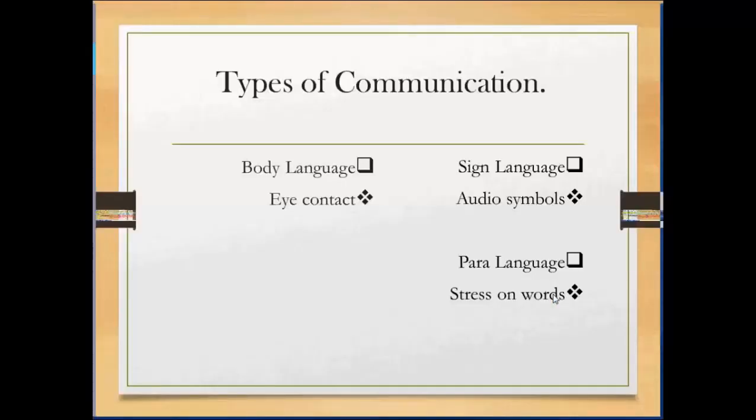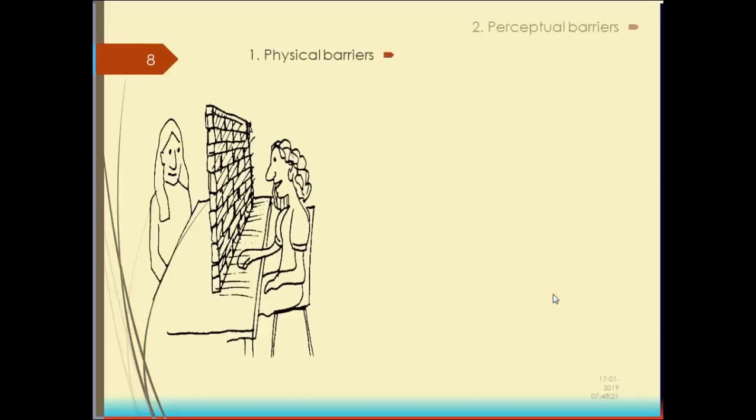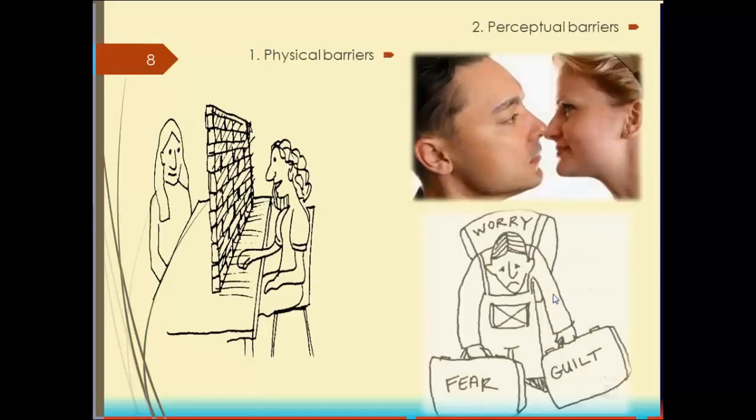Number 1. Sorry, I'm still learning how to use this. So number 1, physical barriers. If you are speaking behind closed doors, or on the other side of the wall or the door, these are physical barriers that sometimes will not help communication, right? It will not help communication.